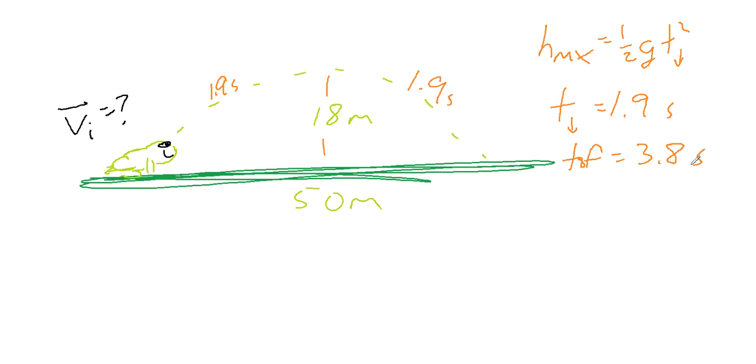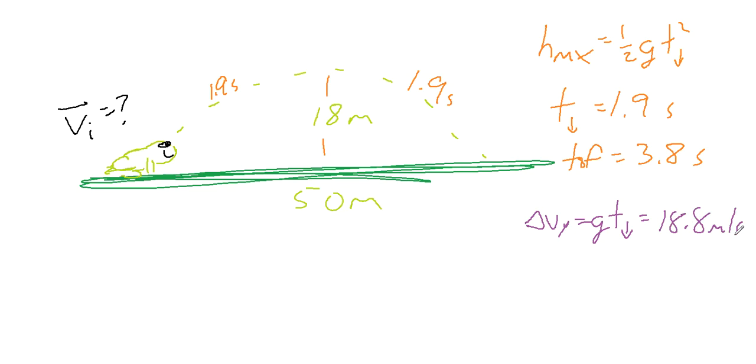Well, I can use my time up or down. I can use that 1.9 seconds to find out what my Vy must have been. So my change in Vy would be gt, and use time up, time down. It doesn't make any difference. Just use the 1.9, not the 3.8. So if I take that time and multiply it by gravity, I've got a Vy of around 18.8 meters per second. All right, so I got my Vy. So to find my initial velocity, I need my Vy and my Vx. I've used my height and my time to find out my Vy.